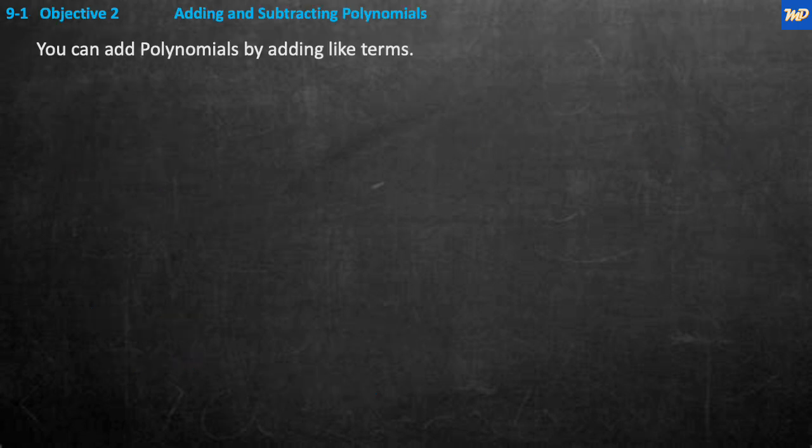Okay, objective 2, adding and subtracting polynomials. This slide makes a statement: you can add polynomials by adding like terms. So you have to collect the like terms, and then you add or subtract whatever it's going to be. In this case, you're going to add them and come up with the result.